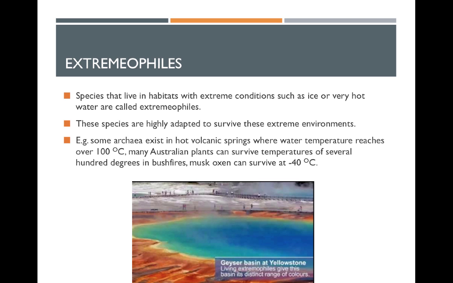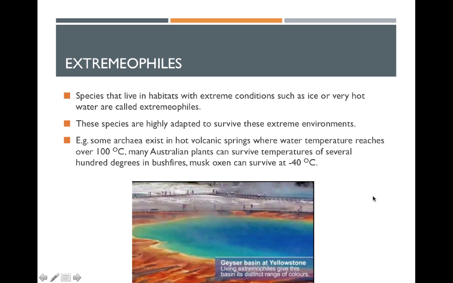So extremophiles are the name that we give to species that basically live in very extreme habitats, so really, really hot or really, really cold. And they're very highly adapted to survive in these extreme environments. They have particular things in their bodies, in their cells, that help them survive these really extreme temperatures. So an example of some of these are archaea that exist in hot volcanic springs. Water temperature gets to over 100 degrees Celsius, and this is actually a picture of some of those archaea at Yellowstone.